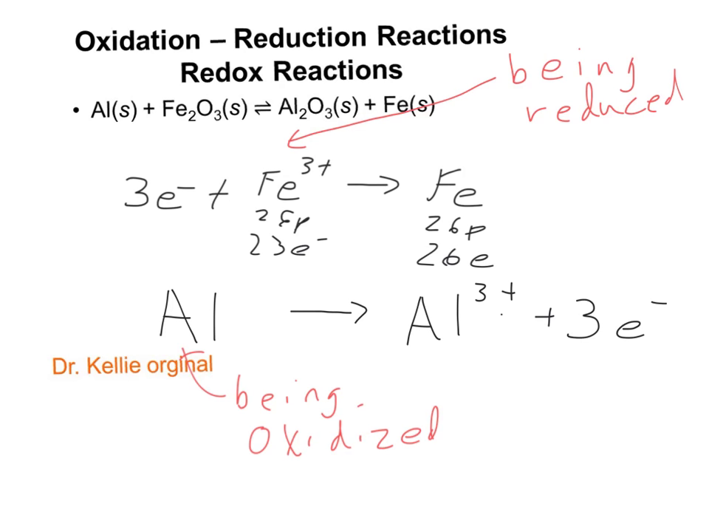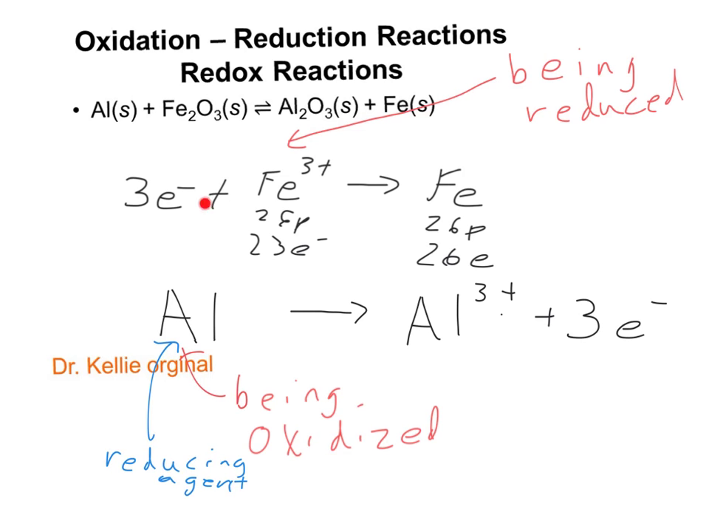In the context of our reaction here, aluminum is being oxidized. That means it's causing something else to be reduced. So since aluminum's being oxidized, that means it's the reducing agent.